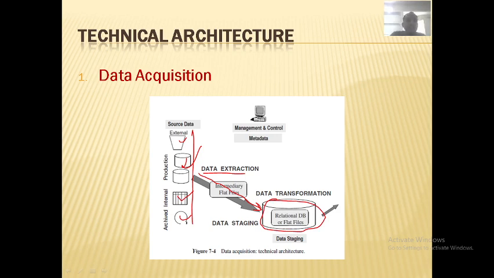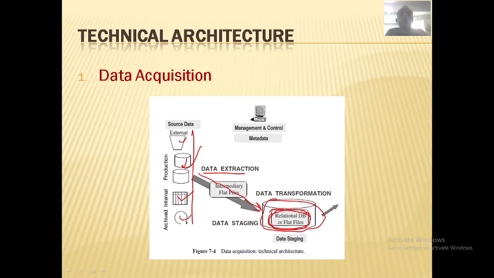In this data staging, what will we do? It will have a relational DB. Relational database means the information or data are stored in the form of tables. The flat files from the various sources are brought into table format. All those tables will be stored in this data staging, and then we need to do the transformation.